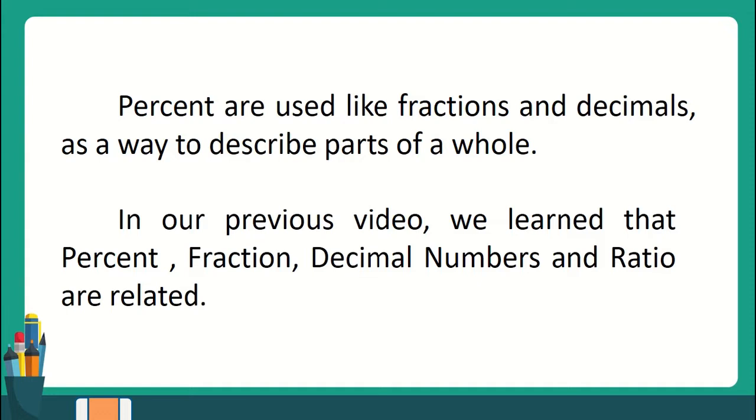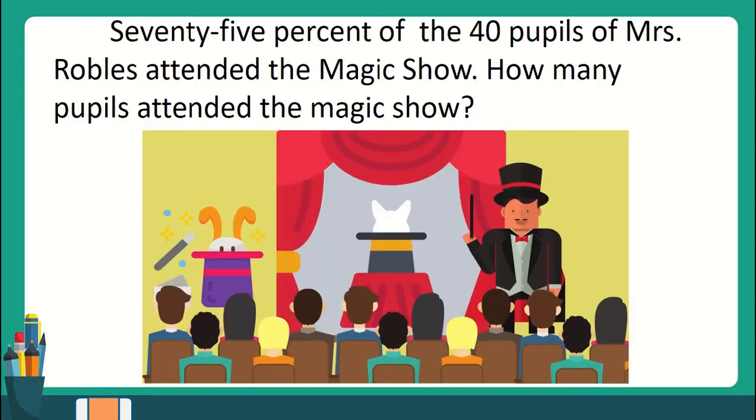In our previous video, we learned that percent, fraction, decimal numbers, and ratio are related. So let's have this problem. 75% of the 40 pupils of Mrs. Robles attended the magic show. How many pupils attended the magic show?